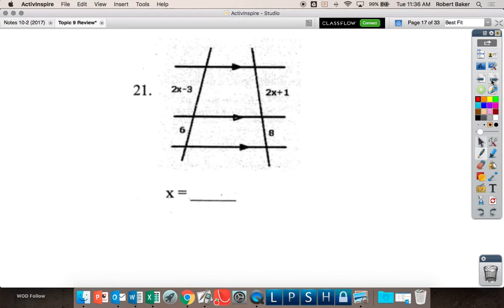And this was the last one you guys missed. This was the corollary to the side splitter. And realistically, once you circle your proportions, the vinculum is there, you can see your proportions. You get 2x minus 3 over 6 and 2x plus 1 over 8. It is just your hope and dream to cross multiply and solve correctly. Yay.